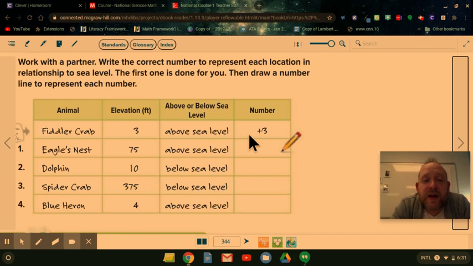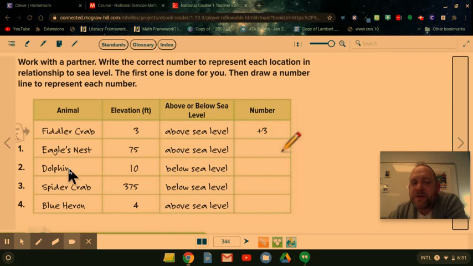So the first one's done for you. It says the fiddler crab is at an elevation of 3 feet above sea level. So his spot above sea level is going to be represented by the number +3. An eagle's nest is your next question. So it says an eagle's nest is at an elevation of 75 feet above sea level. What number would represent 75 feet above sea level? Go ahead and answer to the right.